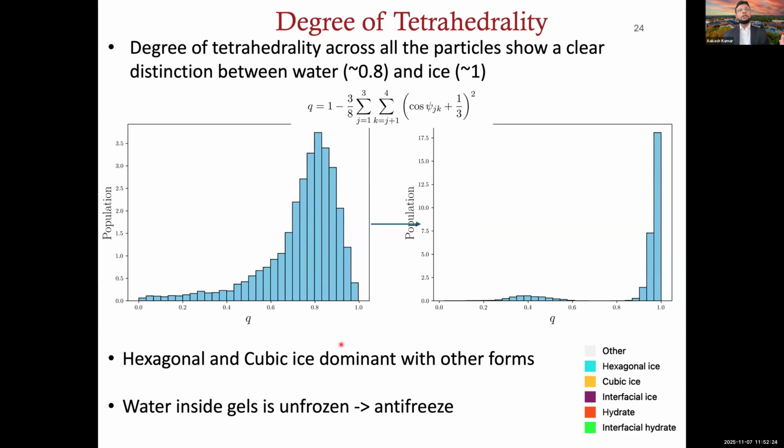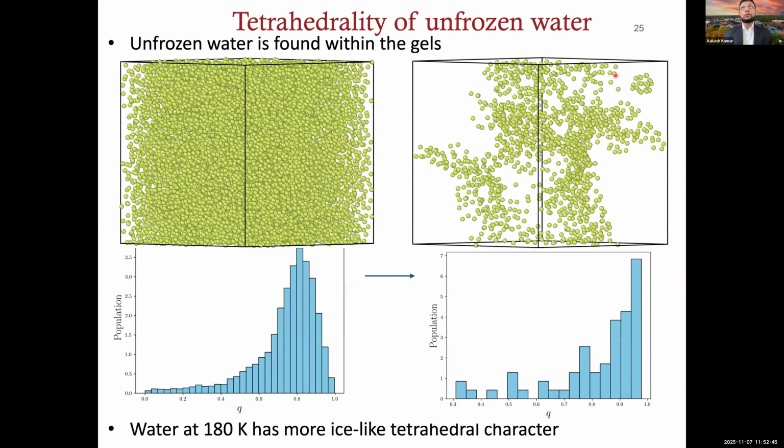You have a Q value that changes from a lower tetrahedrality to a higher tetrahedrality, because we do know that ice is nearly perfectly tetrahedral, instead of water, where there is tetrahedrality, but also a randomness involved. And so it was nice to see that our simulations do follow that trajectory. But what about the unfrozen water? The unfrozen water that we have within the gels, which is shown here now, is basically supercooled water. We saw that it has a tetrahedrality which is closer to ice than to water.